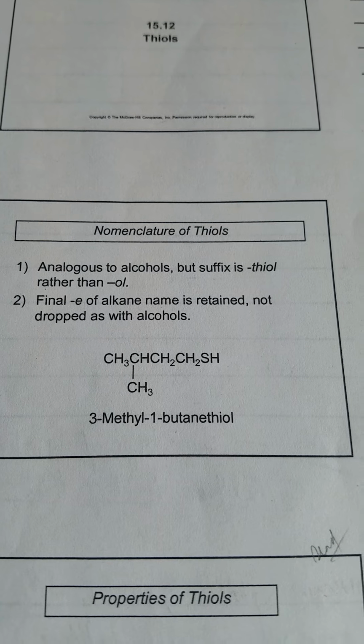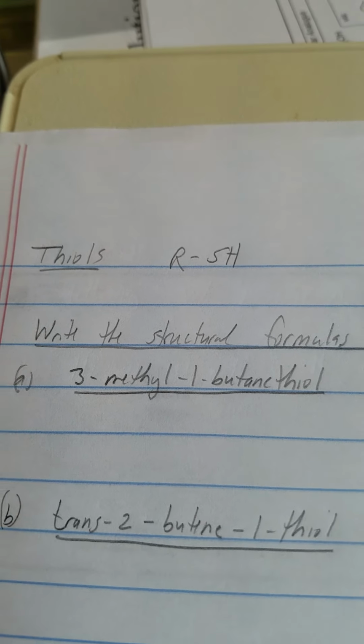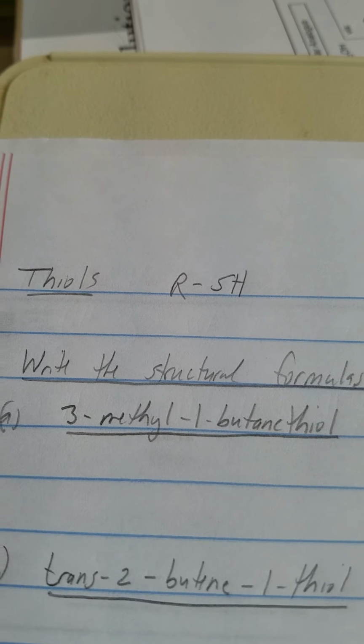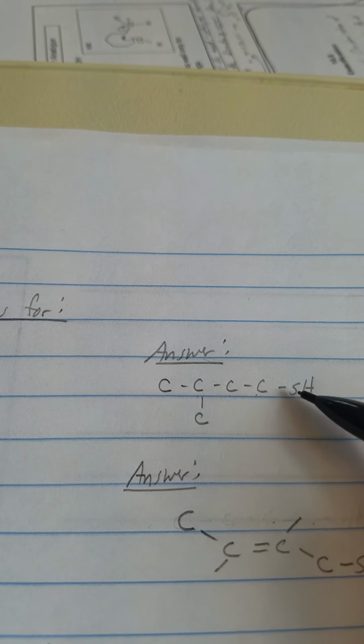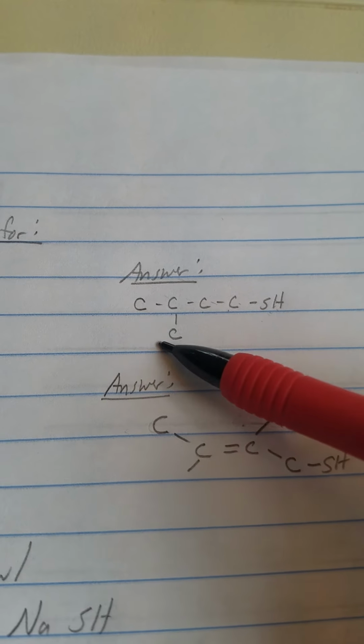So let's look at a couple and see if you can draw them. So on this one we have 3 methyl 1 butane thiol. So my butane thiol is going to be a 4-carbon chain, where off of the first carbon I have the thiol group. And then off of the third carbon, so 1, 2, 3, I put my methyl.